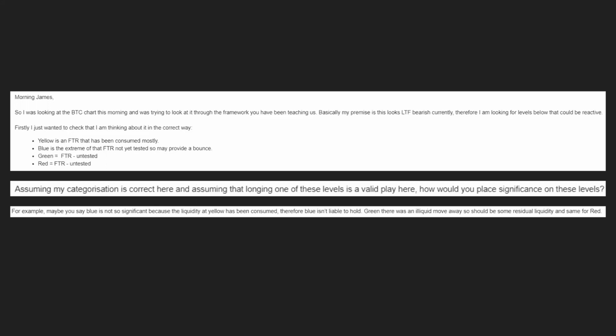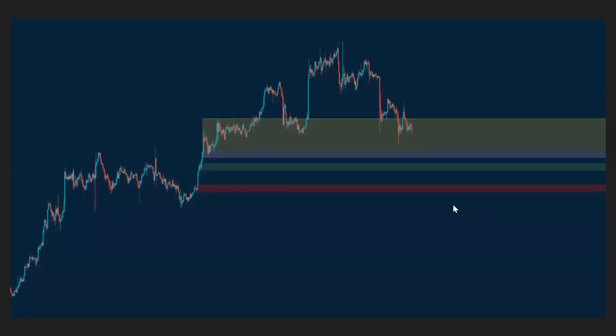For example, maybe you say blue is not so significant because the liquidity at yellow has been consumed. Therefore, blue isn't liable to hold. And green, there wasn't a liquid move away, so there should be some residual liquidity, and the same for red. So this is a chart, and this is just for the purposes of the group, the notes which I sent you.